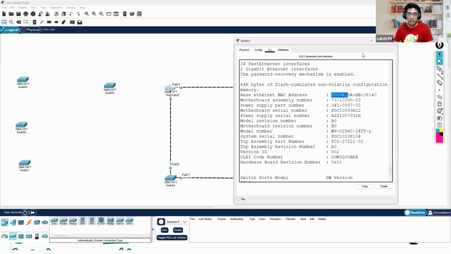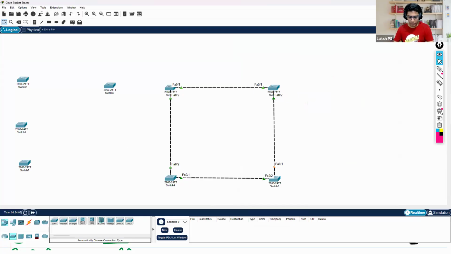So obviously switch 8, the moment I connect, okay, I'm not introducing any root guards. But the moment I connect switch number 8 to switch number 3, okay, not from here. Let me connect it to this part over here. Okay, they will exchange BPDUs, and you will see that probably this may not be a block. After some time, you will see this may not be a block.